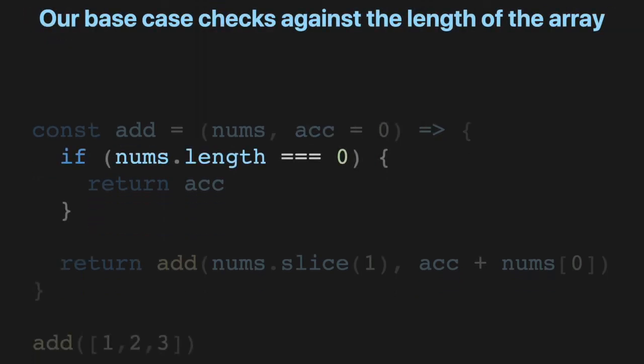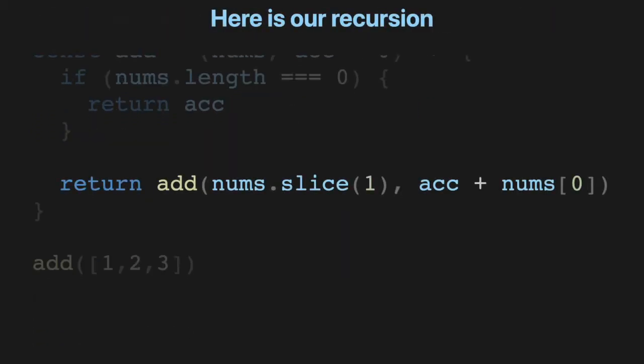So our base case here, the condition that says when we need to stop, right, is we're going to check against the length of the array. When the length of the array is 0, there are no more elements in it, well, we have nothing else to add. So we're just going to return the accumulator. And so here's our recursion.